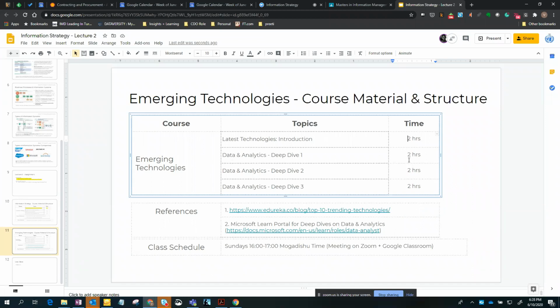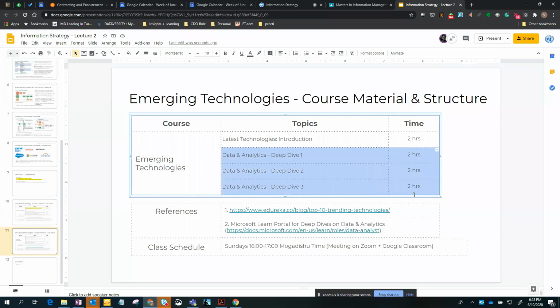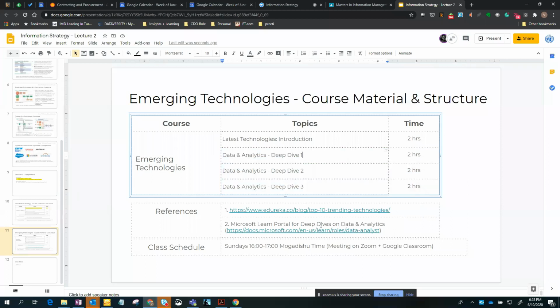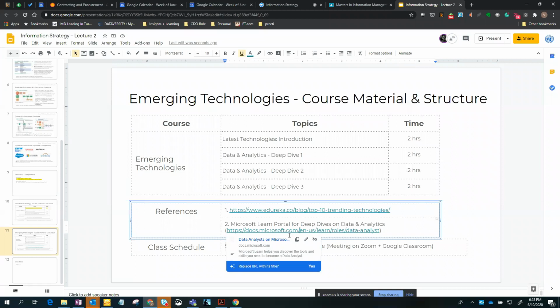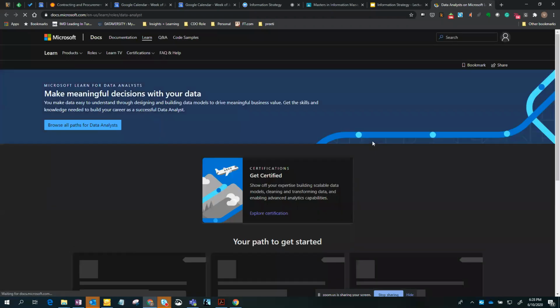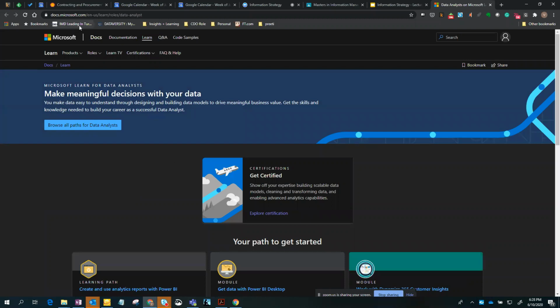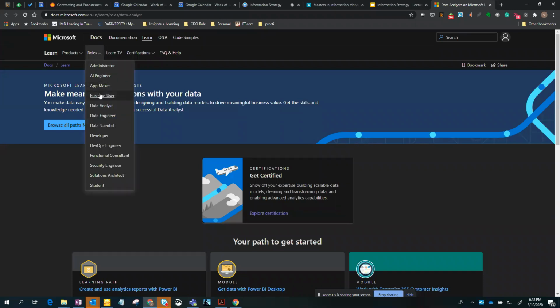And then for the next 6 classes, we will actually spend time going to this place. We will work with Microsoft's product. We will go to the Microsoft Learn website, the link to which is in the slide, and we will take the track of data analyst. So let's assume you are a data analyst. You have different roles here.